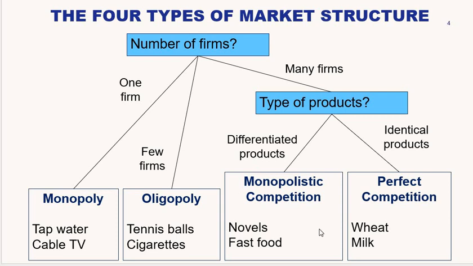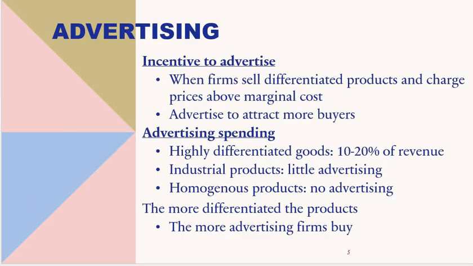And from here, we'll be focusing more on the monopolistic competition market, right? Where you have many firms, and the only difference between monopolistic and perfect competition markets is whether we have differentiated products or identical products. Okay, now let's keep this chart in your mind, and let's move on to learn more about monopolistic competition. So one of the most outstanding features of a monopolistic competition market is advertising.